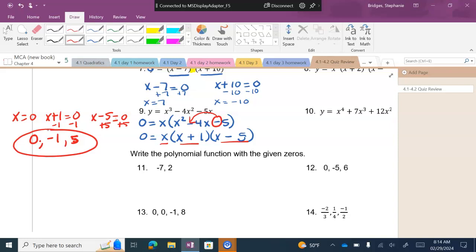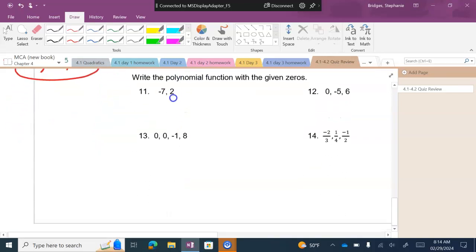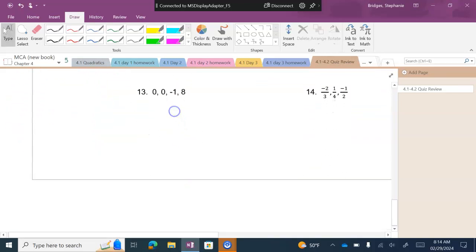All right. Go ahead and work on 13. I think you can do 13. I'm going to give you a couple minutes to do that, and then we'll do 14 together. And then we'll come back and give you the answers to the other ones.